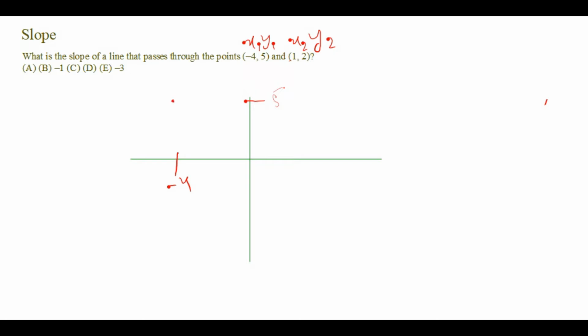Okay, so that is our point, and the second point x2 is equal to 1 and 2. For example, here is 1 and here is 2. Okay, so the second point is over here. So it says, what could be the slope of the line?